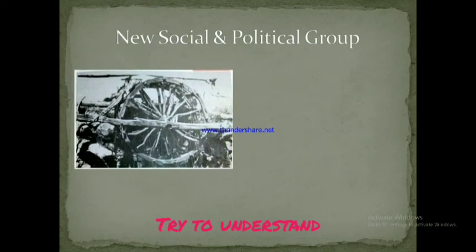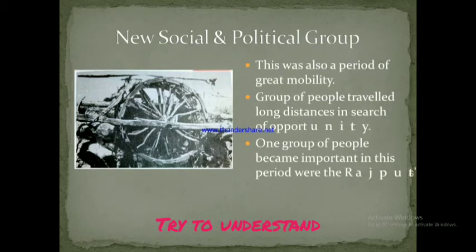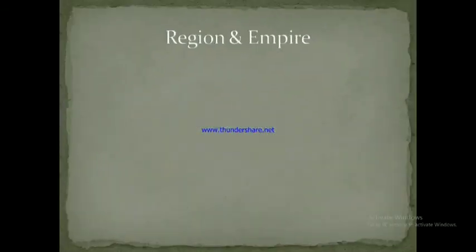The next is new social and political groups. According to that particular time, if you look at the picture, this was also a period of great mobility. Groups of people traveled long distances in search of opportunities. Why were people traveling from one place to another? They were looking for good opportunities which could improve their lives. One group of people that became important in this period were called Rajputs. Maybe you have heard this name before in India. People call them Rajputs.